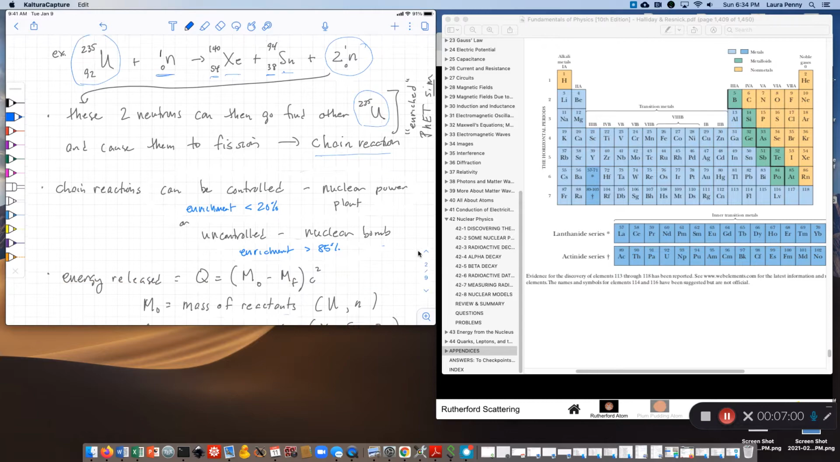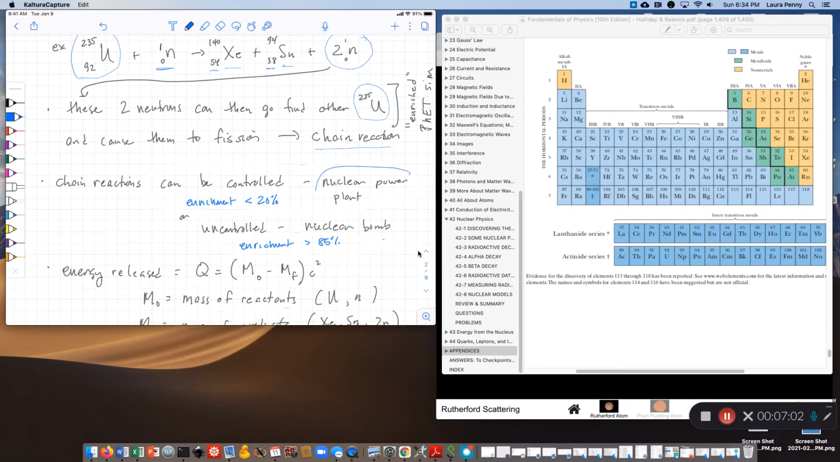If you just want to make nuclear power plant level chain reactions, you really only need an enrichment of around 20%. But if you want a nuclear weapon, then you need an enrichment which is much greater, something like 85%. And so you can tell what the purpose of this enriched uranium is going to be, depending on what level of enrichment they're going for.